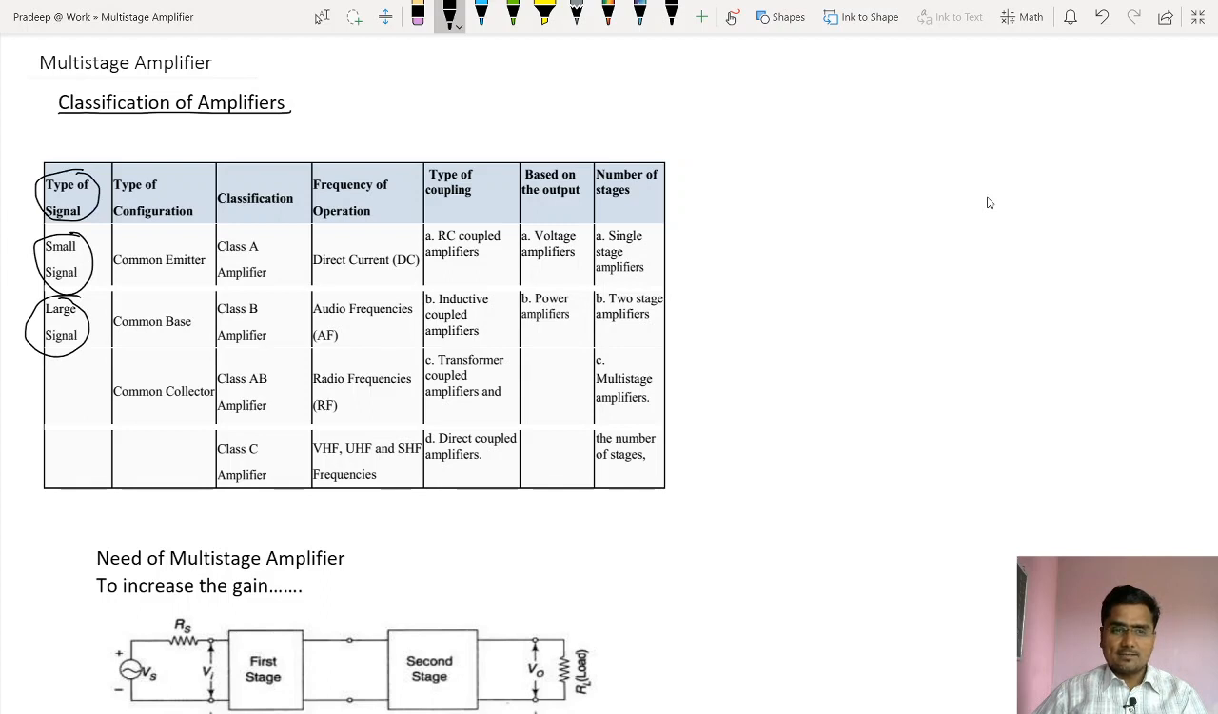Small signal amplifiers you have already studied as a small signal voltage amplifier. Do you remember the common emitter single stage RC coupled amplifier? This is nothing but your small signal amplifier. And the large signal amplifier is sometimes called a power amplifier. So if I consider the type of signal, then I can classify amplifiers in two categories only: small signal and large signal. That's all.